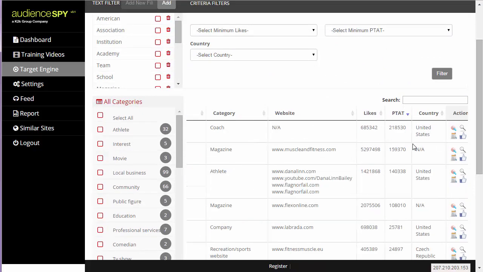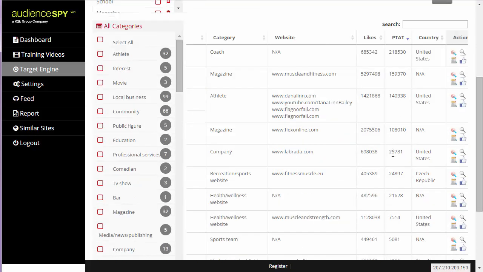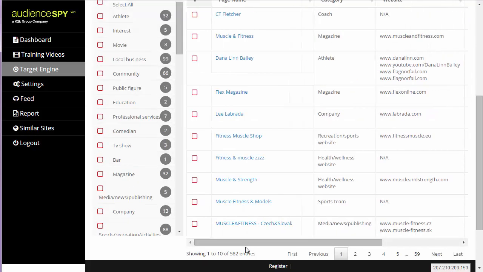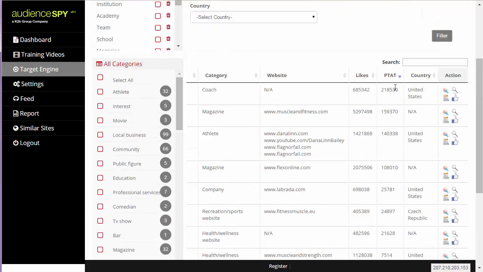There we go. So, this guy, CT Fletcher, apparently is very important. Very active community, it's US based, etc. I've never heard of him before. This magazine here, particularly important, again, very active user base. This athlete, again, important user base. These things here, this company, whatever they do, again, very engaged.